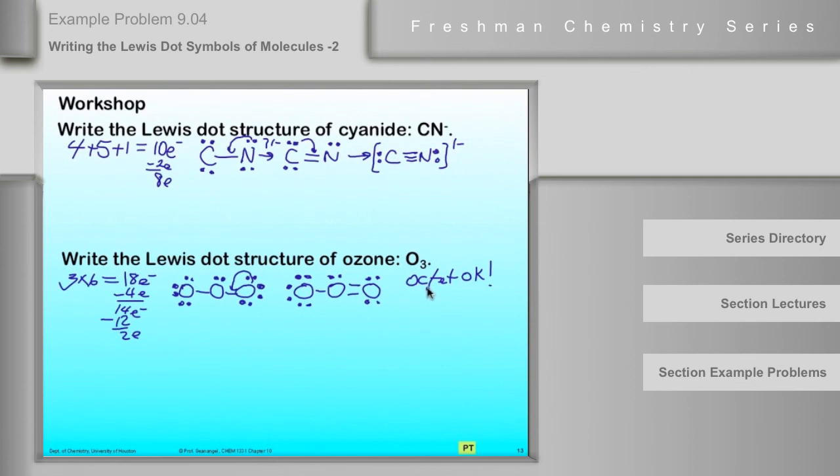But there's a problem, and the problem we'll get to in a minute, but this Lewis dot structure suggests that there are 2 different kinds of oxygen-oxygen bonds. A double bond, which would be shorter and stronger, and a single bond, which would be longer and weaker. But the experimental evidence is otherwise. The experimental evidence says both of the bonds in ozone are equal in length and in strength. So we're going to put a little question mark there and come back to it in a minute.